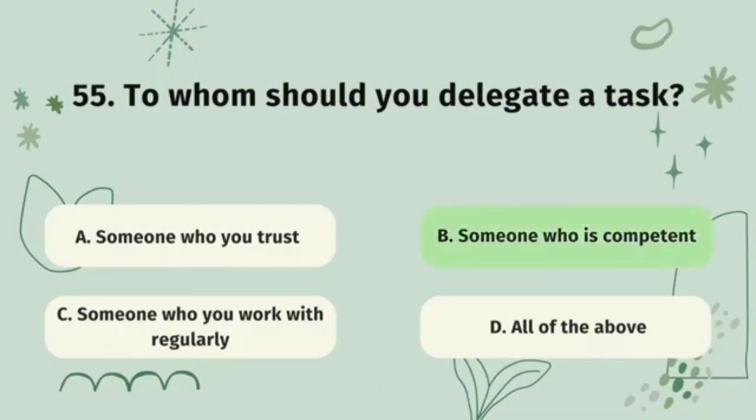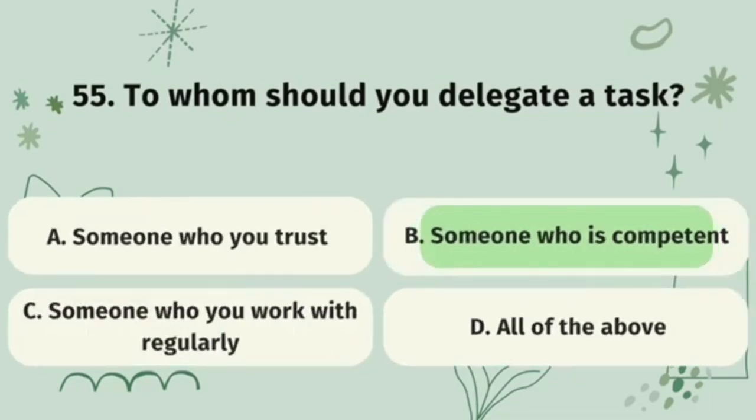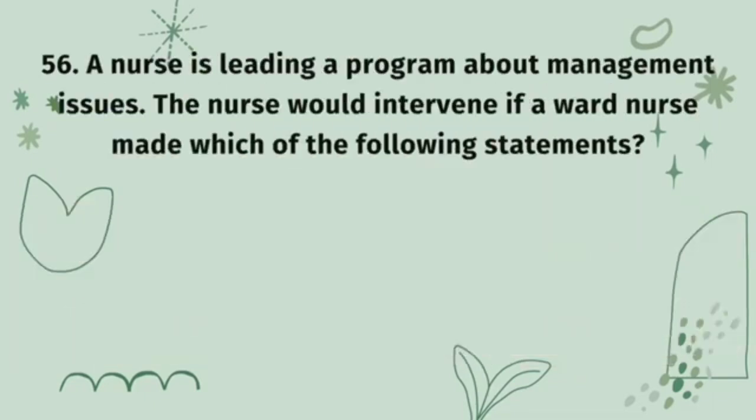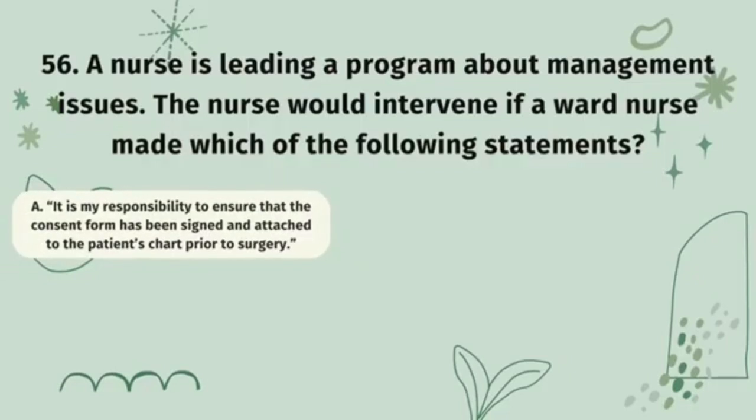The correct answer is B. Question 56. A nurse is leading a program about management issues. The nurse would intervene if a ward nurse made which of the following statements? Option A. It is my responsibility to ensure that the consent form has been signed and attached to the patient's chart prior to surgery.